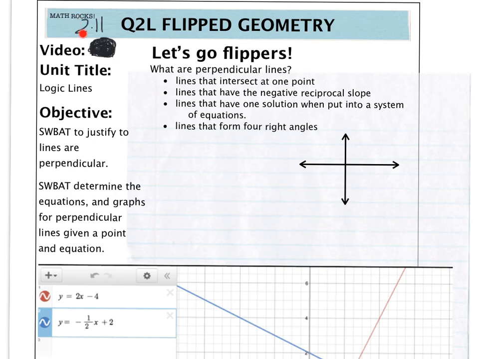The unit title is Logic Lines, and the objectives are: students will be able to justify that lines are perpendicular, and students will be able to determine if the equations and graphs of lines are perpendicular, given a point and an equation.